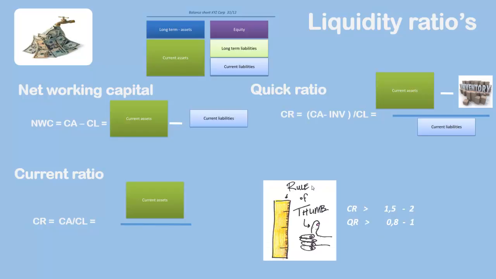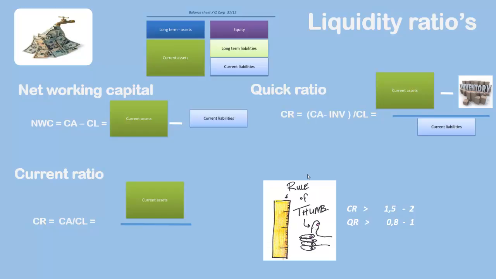So now you know how to calculate these ratios, but what does it mean? First of all, you always look at the development in time of the company. So you compare the different years and you see any fluctuations. Alternatively, you could look at the sector and see performance. So you apply the benchmark. In case you do not have this information, you can always use a general rule of thumb.